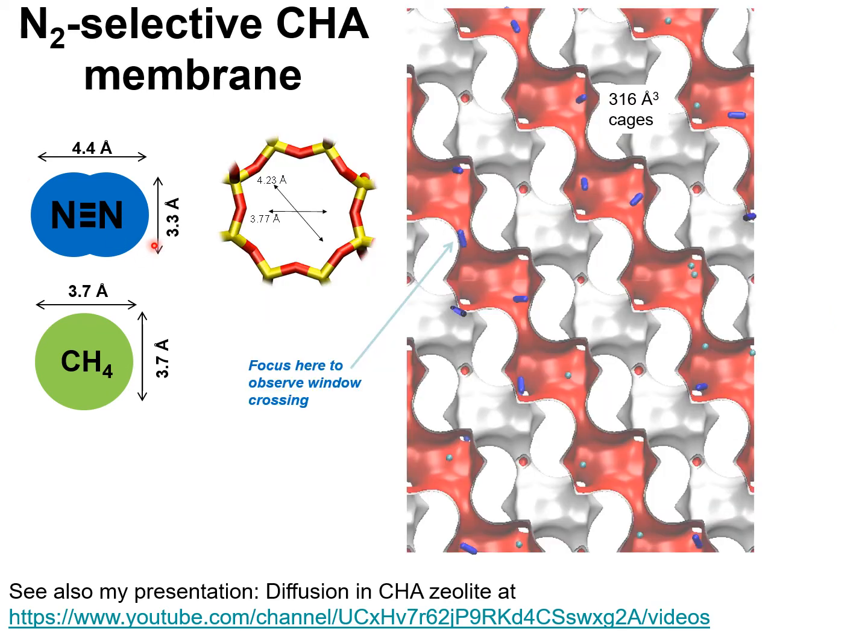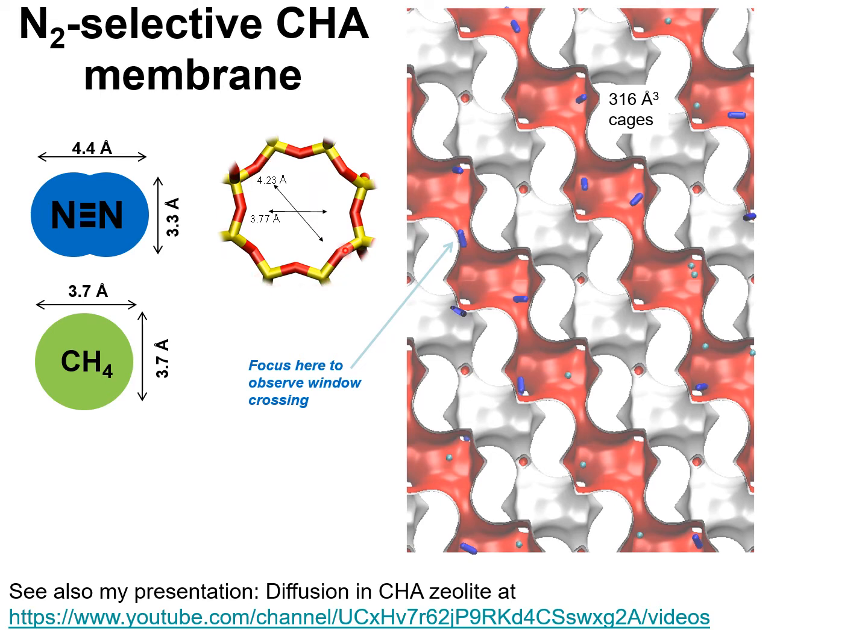Let us now consider the use of Chabazite in a membrane separation process for nitrogen removal. Chabazite also consists of cages separated from adjacent cages by narrow 8-ring windows. The cages are larger than those for DDR, 316 cubic angstrom in volume, and the windows are also slightly larger.